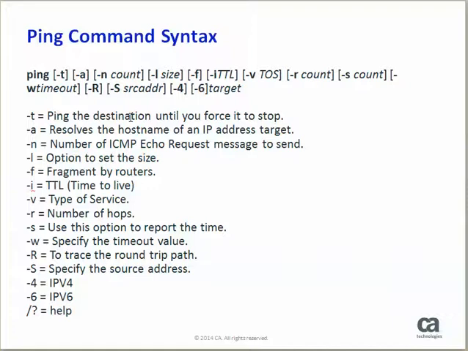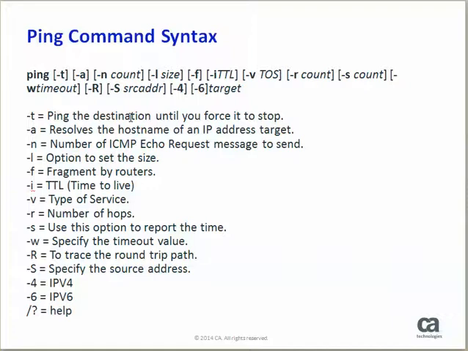-w: specify a timeout value when executing the ping command. You can adjust the time in milliseconds. If you don't use the -w option, the default timeout value is used, which is 4000 milliseconds, or 4 seconds.